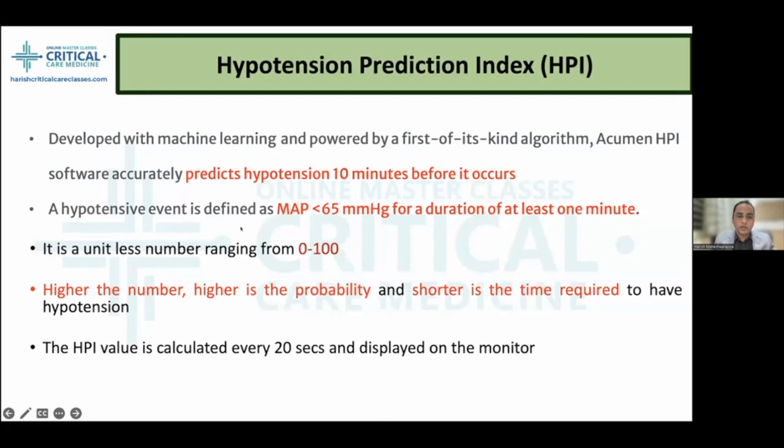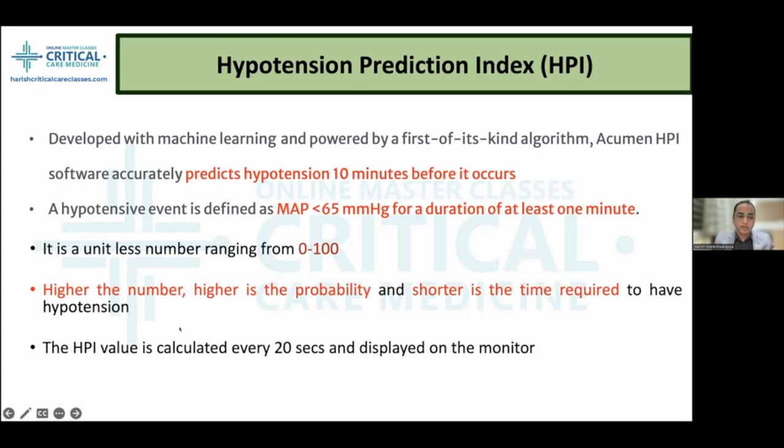A hypotensive event has been defined according to this algorithm as a MAP of less than 65 millimeters of mercury for a duration of at least 1 minute. That is what is defined for this hypotension prediction index. It is a unitless number which ranges from 0 to 100. Remember, very important: the higher the number, the closer to 100, the higher is the probability and the shorter is the time required for the hypotension to have its impact.